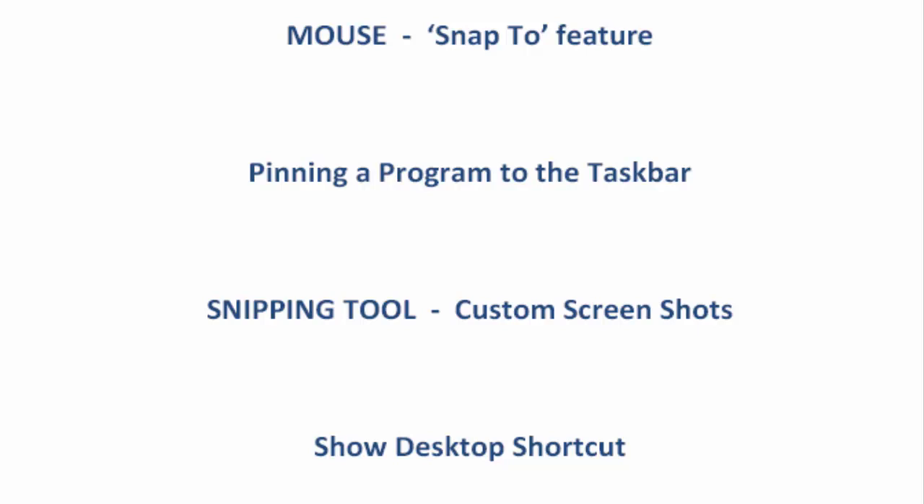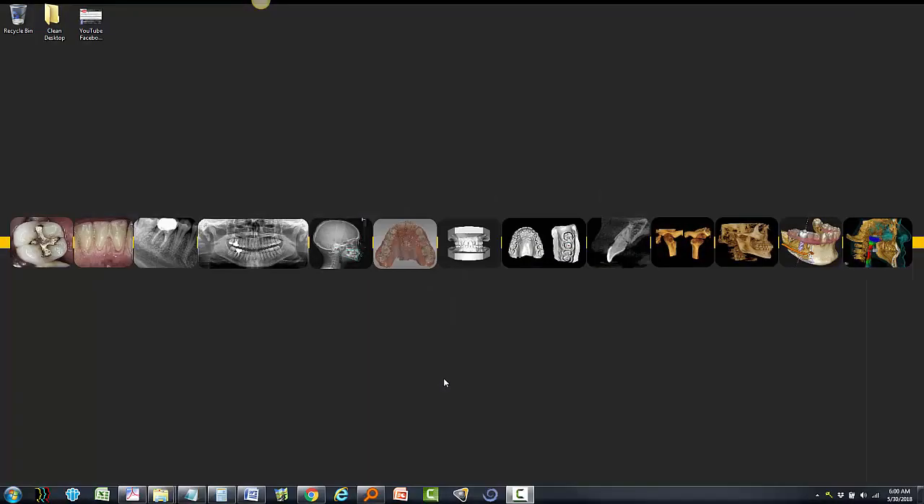In this brief video, I'm going to go over 4 different tips and tricks that are related to a Windows computer. They're not specific to Carestream software, but they'll certainly make you more efficient when you're using your Carestream software. I use each one of these multiple times every day. The first one I'll review is the Snap To feature for your mouse.